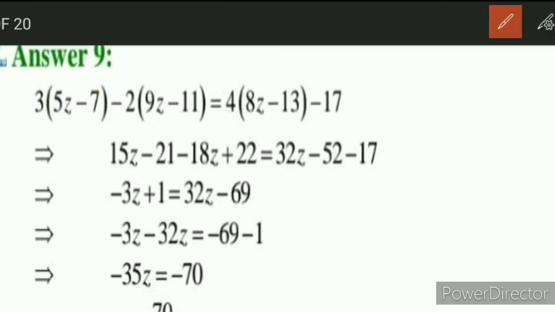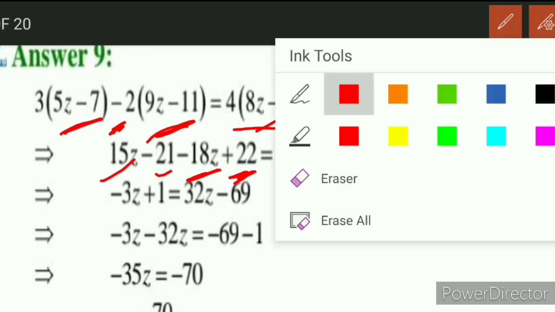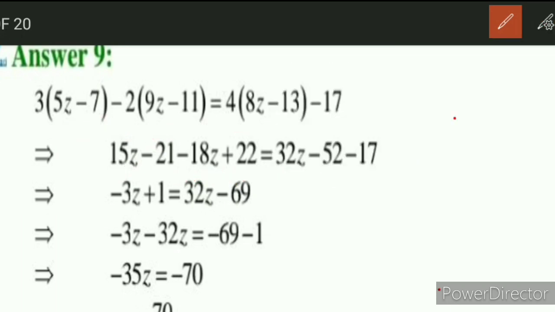Here, first by 3 you multiply two terms. 3 into 5z is 15z. 3 into minus 7 is minus 21. To remove this bracket, outside we have minus 2. Remember that minus 2. Minus 2 into 9z is minus 18z, minus 2 into minus 11 is plus 22. Got it? Similarly, this side is also multiplied by 4. This 17 is written as it is, not changed. It is not multiplied by 4, only these two terms are multiplied. Got it?